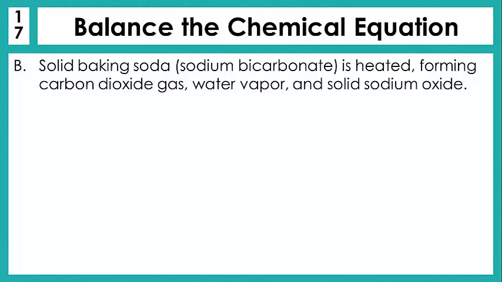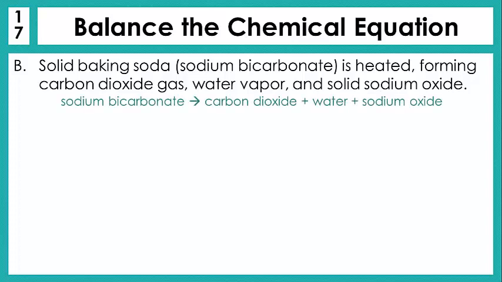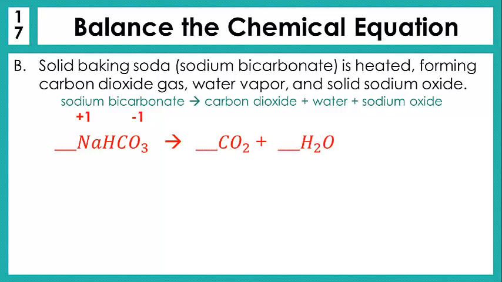B says that solid baking soda, which is sodium bicarbonate, is heated where it forms carbon dioxide gas, water vapor, and sodium oxide. So sodium bicarbonate is an ionic compound. Sodium is +1 and bicarbonate is -1. So my formula is just NaHCO3. Carbon dioxide is CO2. Water is H2O. Sodium oxide is ionic. Sodium is +1 and oxide is -2. So I know that I need 2 sodiums and 1 oxygen.